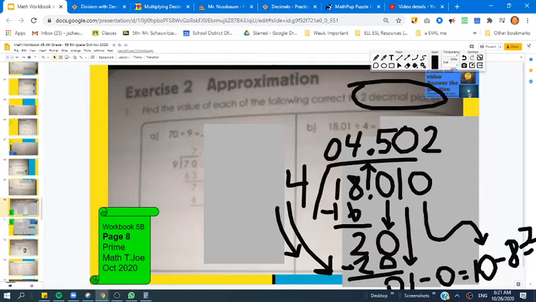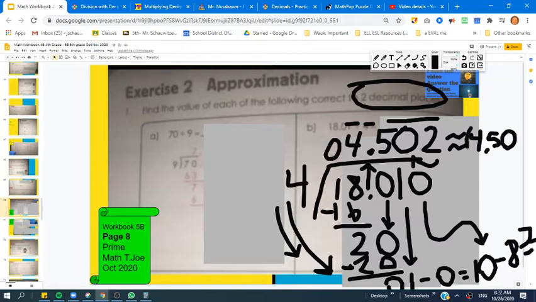Okay, so if our answer is 4 and 502 thousandths, this 2 isn't really going to tell the 0 to do anything. So our answer is actually 4 and 50 hundredths. Okay, so this is approximately 4 and 50 hundredths.